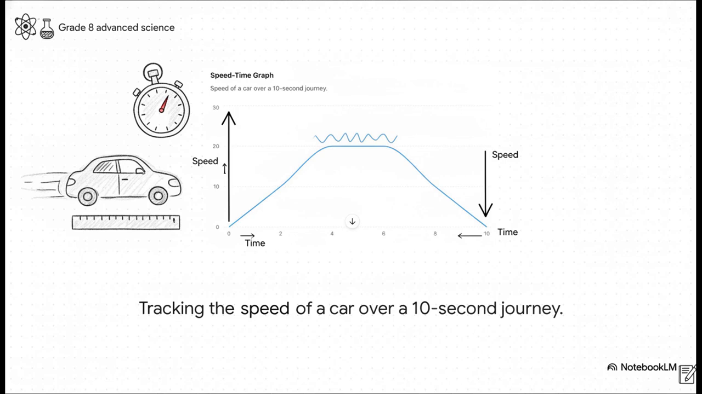Notice the overall shape it makes. We've got an upward slope at the beginning, a flat section straight across the top, and then a downward slope right at the end. The vertical axis is the speed, and the horizontal axis represents time.